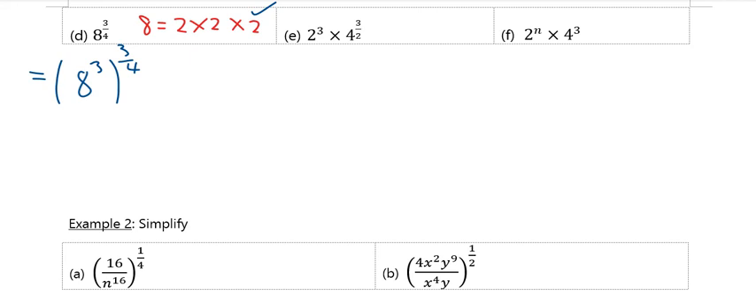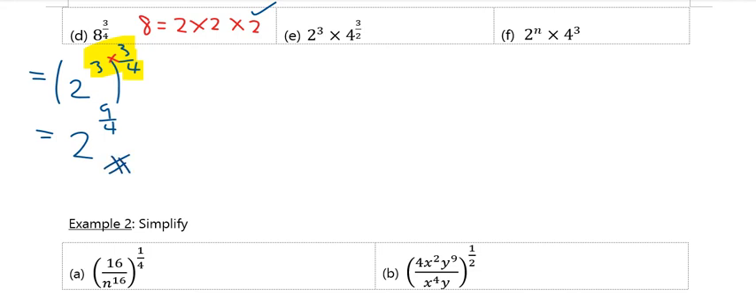Here you are applying the rule where you have to multiply the powers. So when you multiply the powers together, it becomes 3 times 3, 9 out of 4. So far so good. Sorry, I forgot to change the base 8. It becomes 2 power 9 out of 4. All right, now let's move on to the next one.